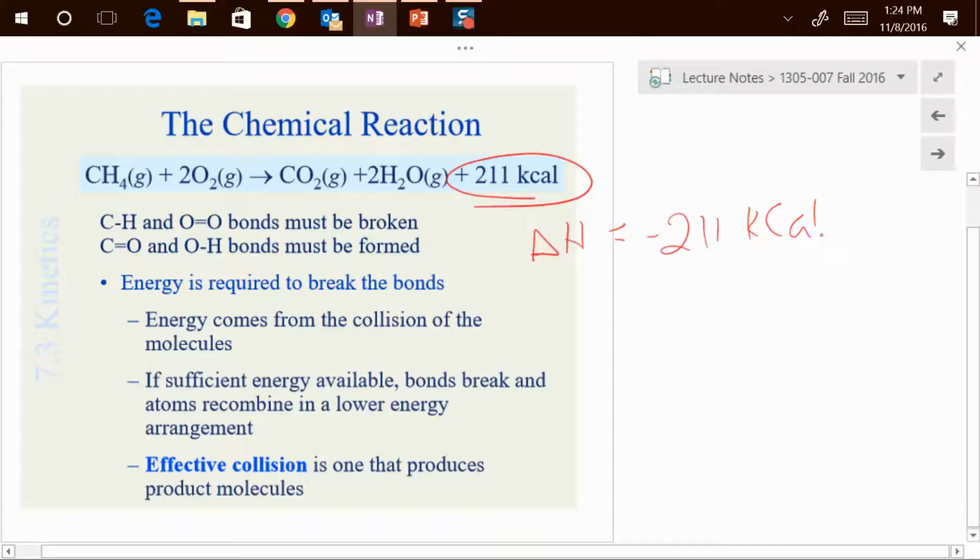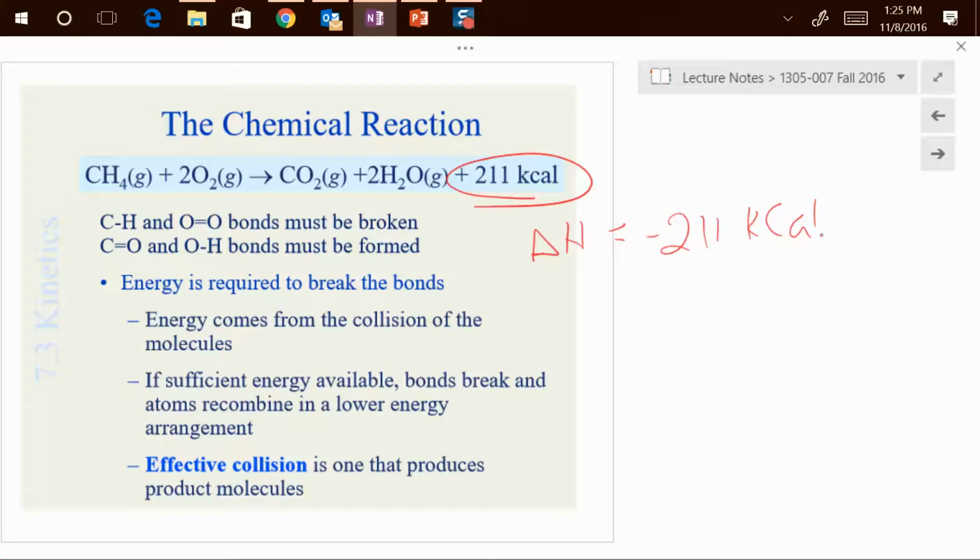Okay, energy is required to break the bonds. So where does the energy come from to break those bonds? It comes from effective collisions. So if I want to increase the rate of a reaction, if I want it to go faster, then I have to increase the effective collisions. I have to increase how many collisions are occurring in a specified amount of time, but not only that, how effective they are.